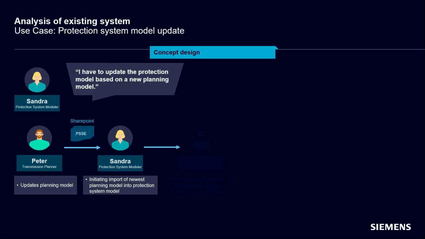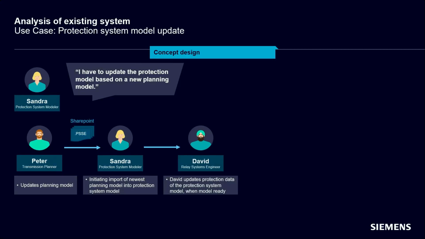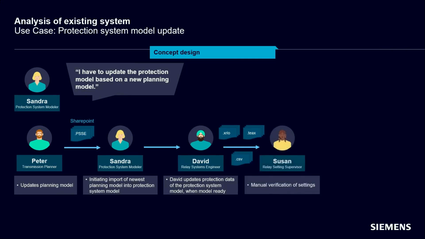In the next step, David then updates the protection data of the protection system model after Sandra has prepared the model. And he's then sharing, for example, in some Dixie formats or TX formats, Excel formats, all the relevant settings to Susan, who is then manually verifying the settings. So this manual verification, unfortunately, I think is still necessary in the future.